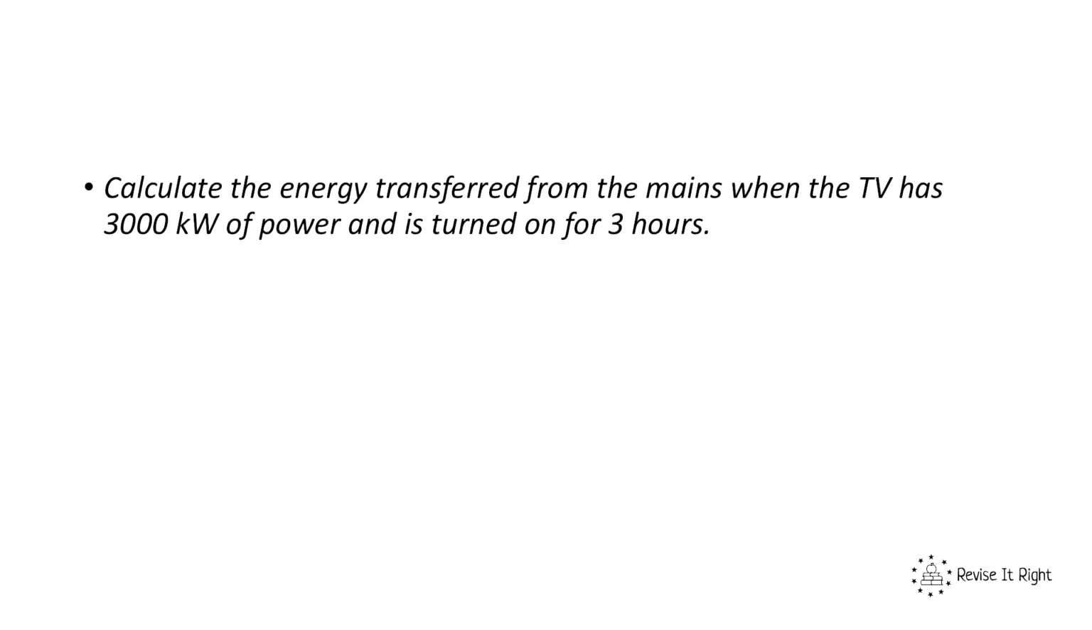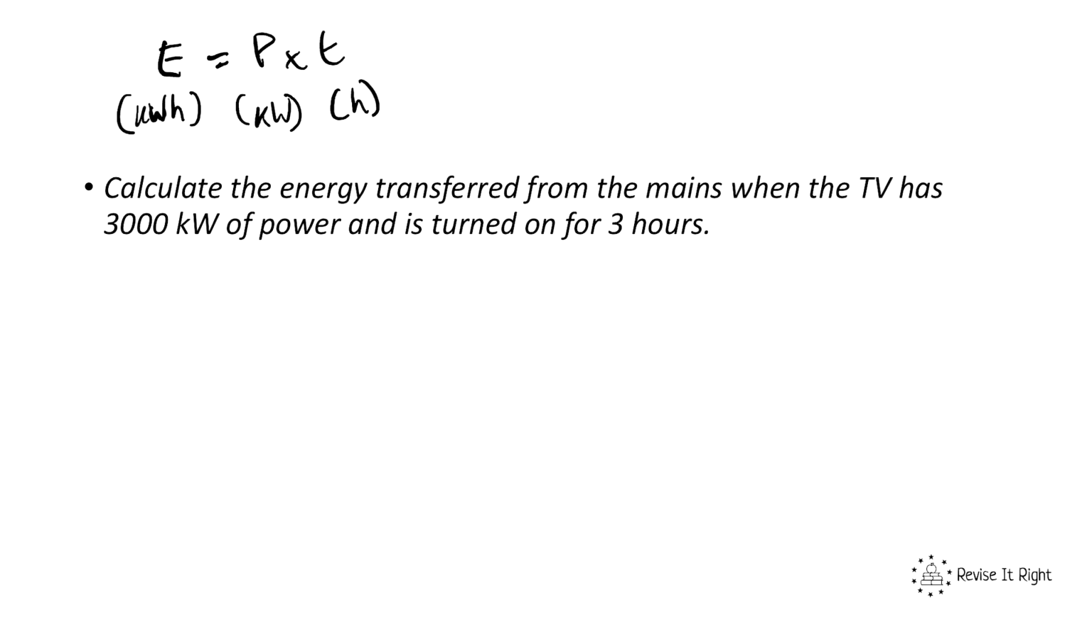So let's go through a worked example for that equation. Calculate the energy transferred from the mains when the TV has 3000 kilowatts of power and is turned on for 3 hours. First thing we're going to do is write the correct equation for this. So we've got kilowatts and we've got hours, so we're going to do E, energy, is equal to power times time. And remember in this case that power is our kilowatt, time is hours, and energy is kilowatt per hour.